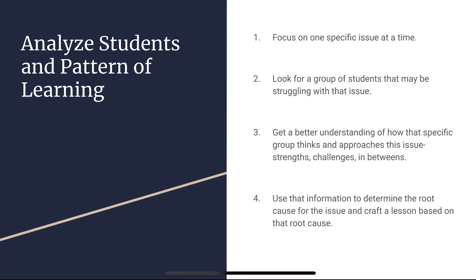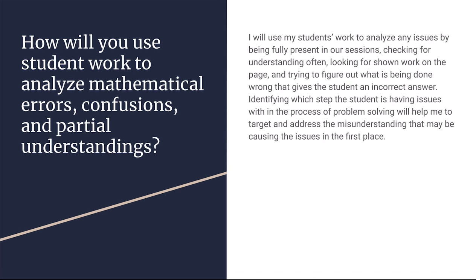Analyzing students and pattern of learning. The first step of this, I would focus on one specific issue at a time. Second, I would look for a group of students that may be struggling with this issue. Third, I would get a better understanding of how this specific group thinks and approaches the issue, strengths, challenges, everything in between. And 4, I would use this information to determine the root cause for the issue and craft a lesson based on that root cause in hopes that when I teach that lesson, it squashes the issue entirely from the root of it.